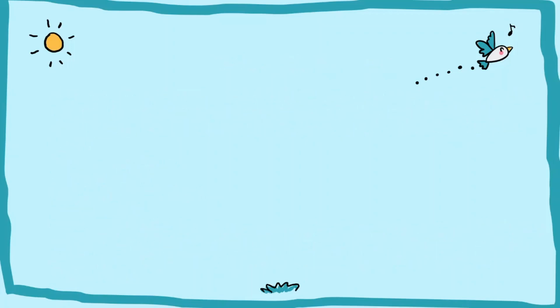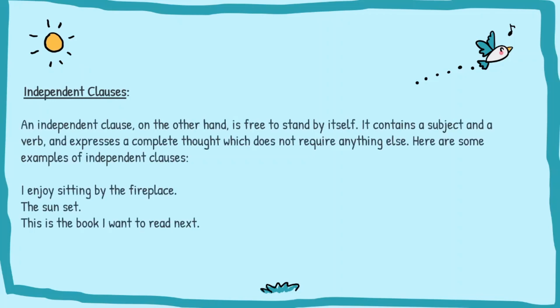Moving ahead, independent clauses. Let's check out what an independent clause is. It is free to stand by itself. It is independent, as the word says. It contains a subject and a verb and it expresses a complete thought. It's a meaningful sentence. It does not require any other clause or phrase or anything because it's a complete sentence on its own. Let's check the examples.